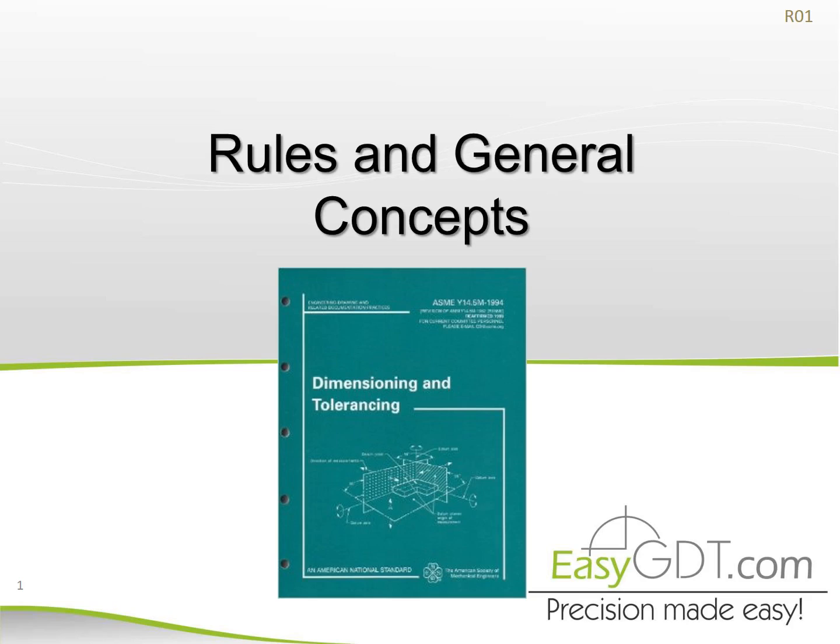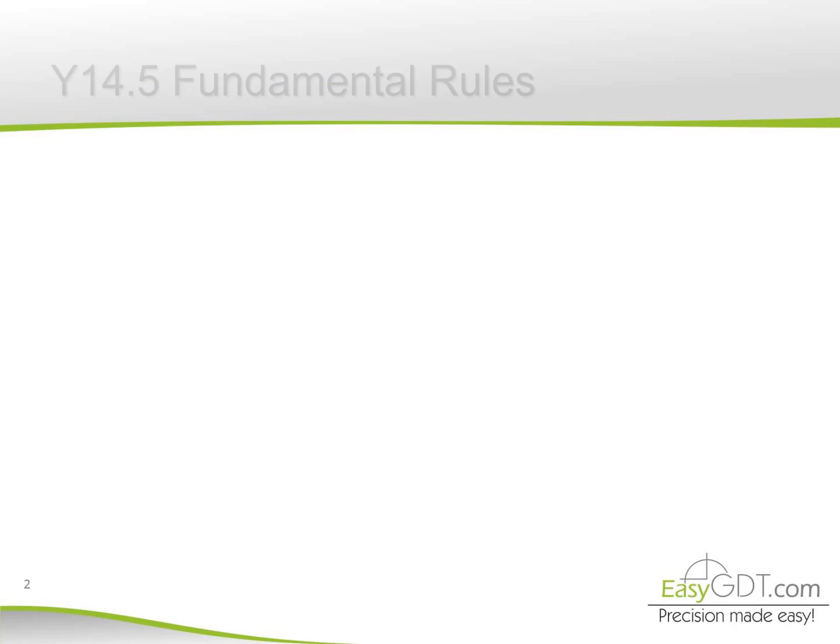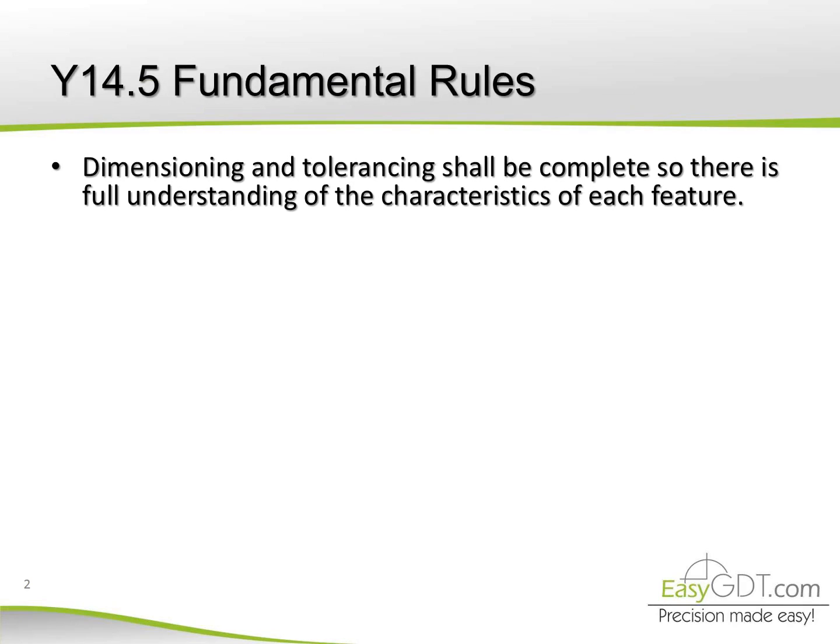Rules and general concepts. In this chapter, we'll talk about some of the most important rules written in this standard. Dimensioning and tolerancing shall be complete so there is full understanding of the characteristics of each feature. So no missing dimensions are allowed, no suppositions, no estimating by drawing proportions, everything must be clear.